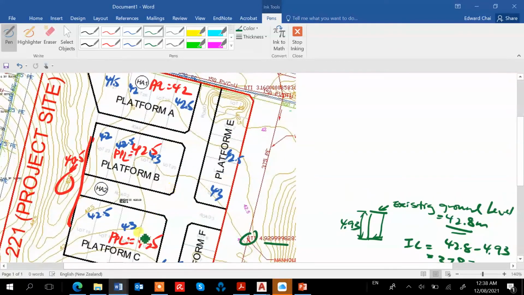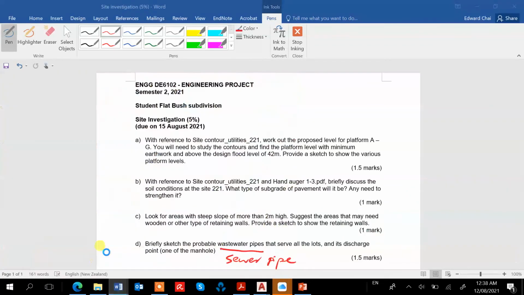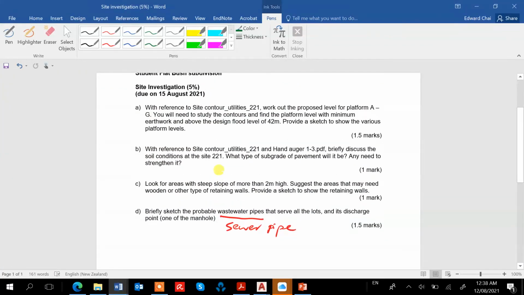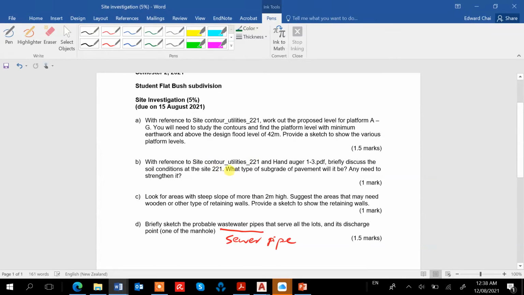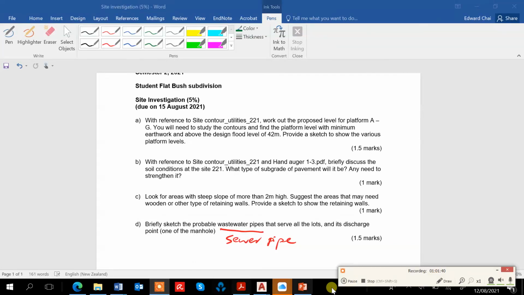Okay, so that's all about the four parts of this site study. I hope this gives you a good insight of what you can do for the site study of this parcel of land at 221. I think I will stop here now. Hopefully you can do a good job for this 5% site study. Okay.